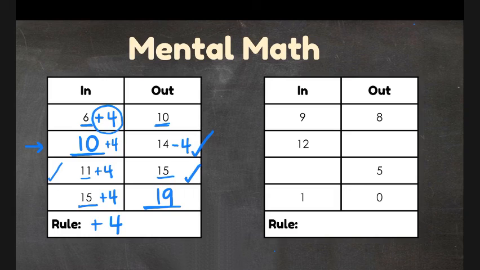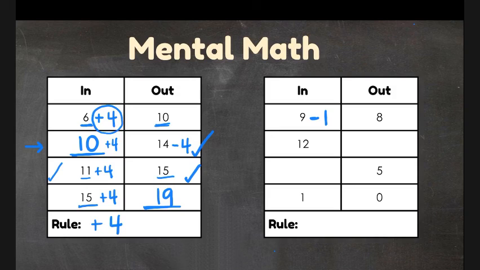This one, I have an in and an out, and I have a few more filled in. Let's start with this first one that's filled in. It goes from 9 to 8. So what happens to a 9 in order to get to 8? Well, I know that my number is getting smaller. When I get smaller, usually I use subtraction. So 9 minus what would equal 8? If I'm counting backwards, 9, 8, I just subtract 1. So I'm guessing that my rule might be minus 1.